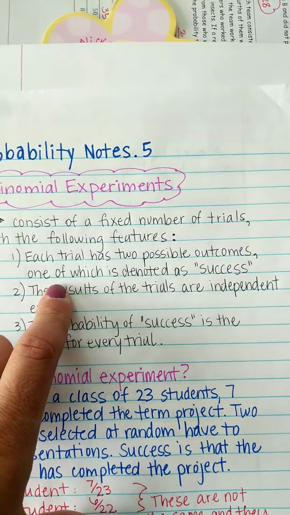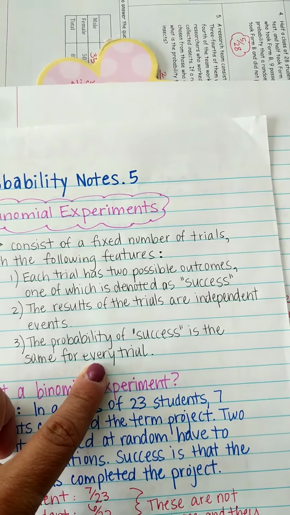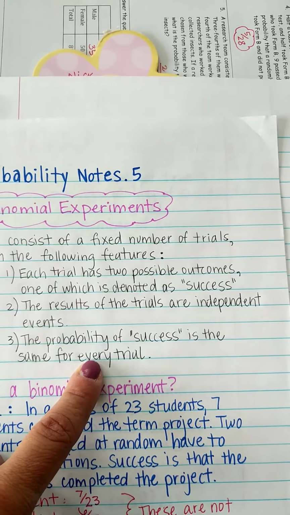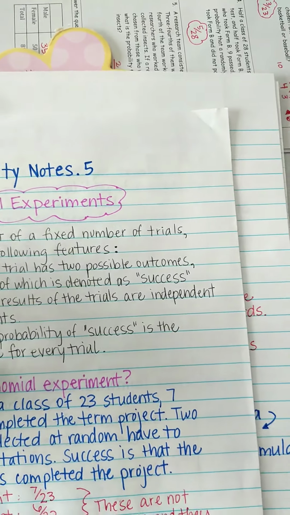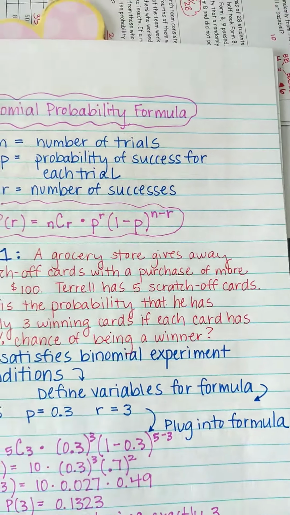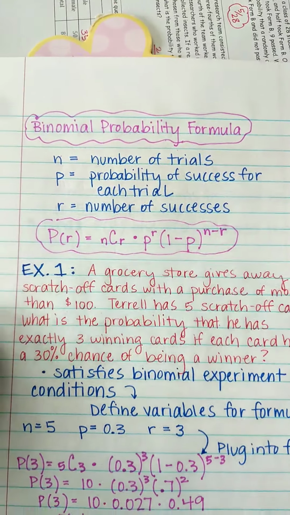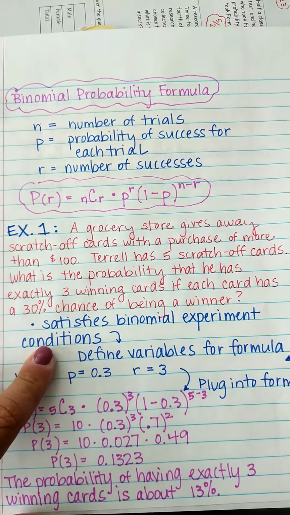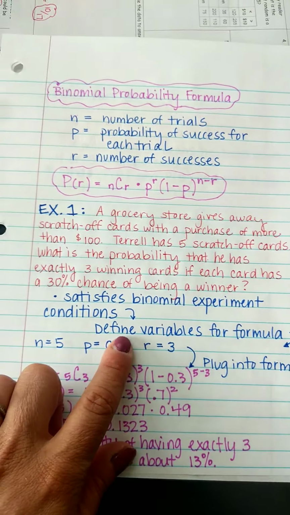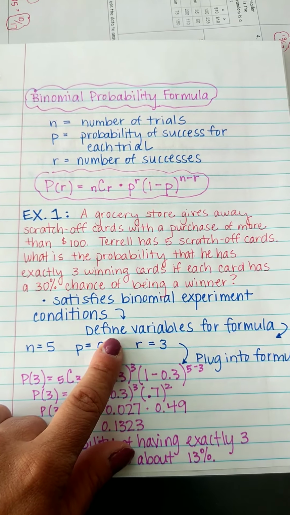I can either win or I cannot win with these scratch-offs, and the probability is 30% every time. Okay, so this is a binomial experiment. So we can use this formula then to solve it because it does satisfy all the binomial experiment conditions. So we can go ahead and start by defining the variables for the formula.